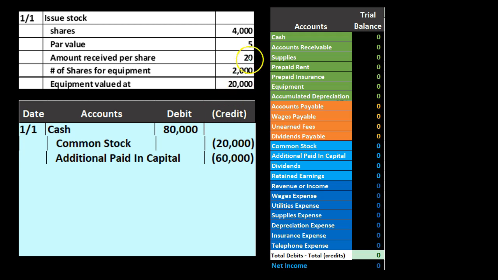And then, of course, cash is up here. Cash is going to be increasing. So the journal entry is going to be an increase to cash, and it's going to be an increase to common stock and additional paid-in capital. That's going to be our first transaction.